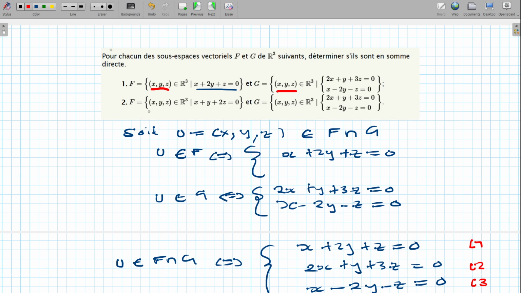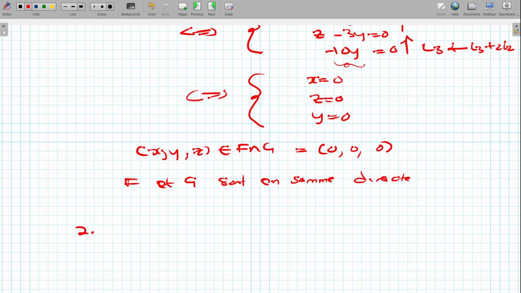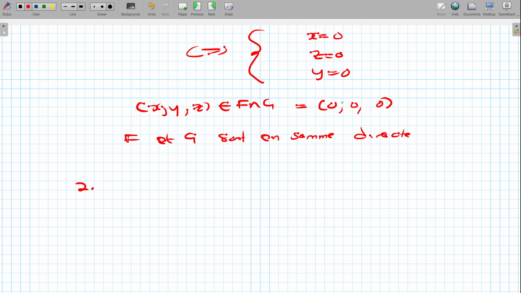Right, so let's look at this one. You can see that the espace f is non-empty. Same, G is non-empty because if you plug in 0, 0, 0, you see that the condition for f is satisfied and the condition for g is satisfied. The others are easy to check. You can look at what we have, and then you'll be able to understand.